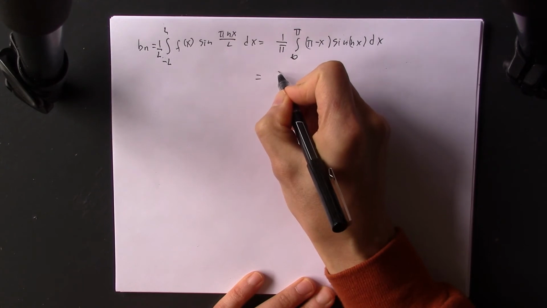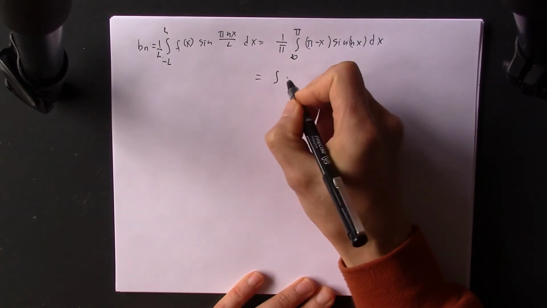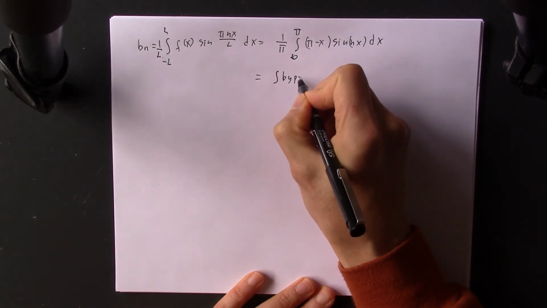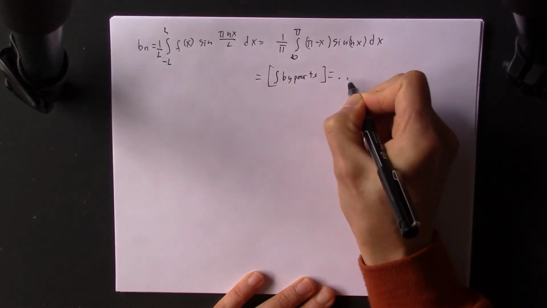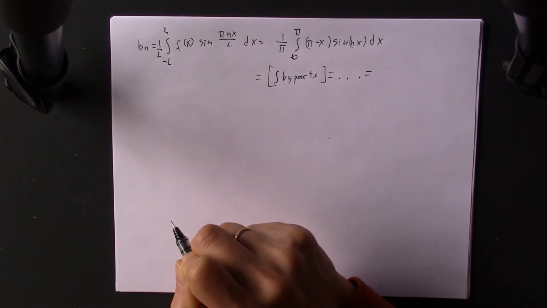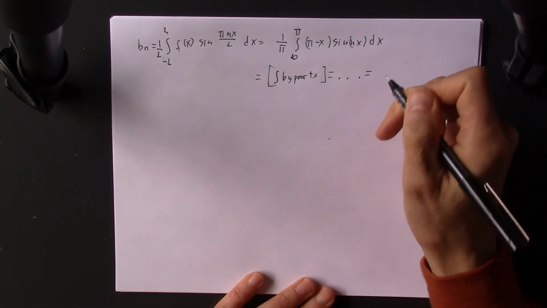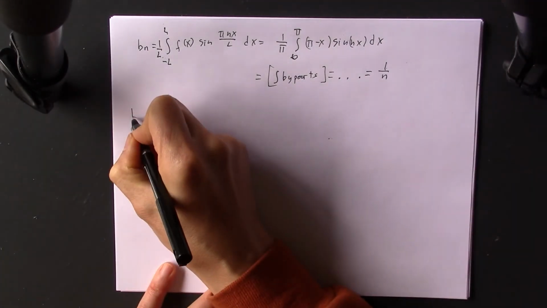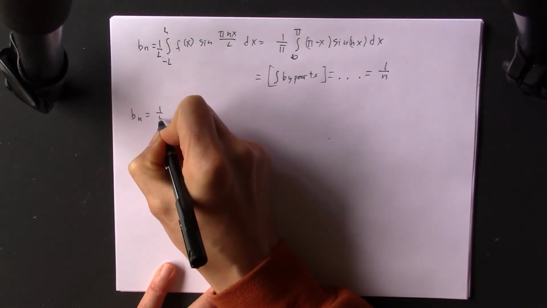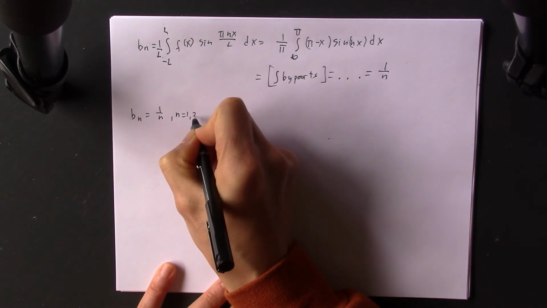integral by parts. We'll do integration by parts. We're going to omit the details here. The calculation is going to be similar to what we did in the previous case, and we're going to get 1 over n. So what we obtain is bn equals 1 over n when n equals 1, 2, and so on.